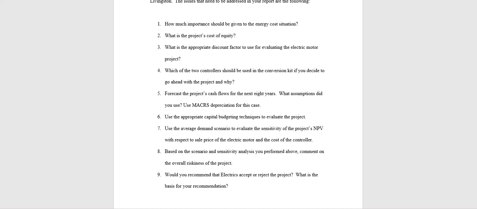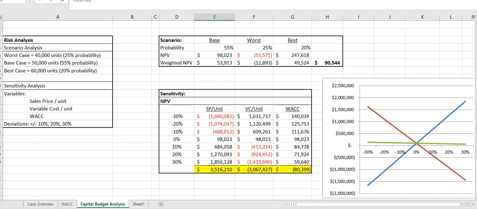But our subject today is question number 7 of the electrics case. Use the average demand scenario to evaluate the sensitivity of the project's NPV with respect to the sales price of the electric motor and the cost of the controller. So again, we have done this before in case number 3. Here it is right here, when we did a scenario analysis, where we did a sensitivity analysis of three different variables. The variables were selling price per unit, variable cost per unit, and the weighted average cost of capital.